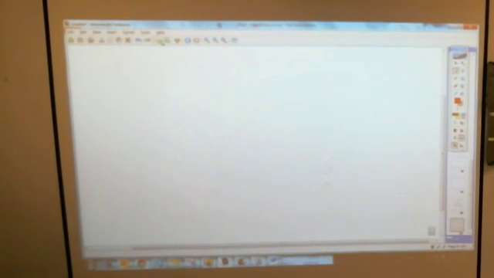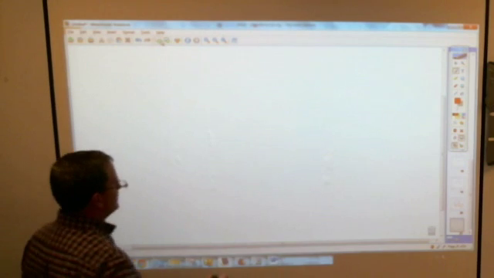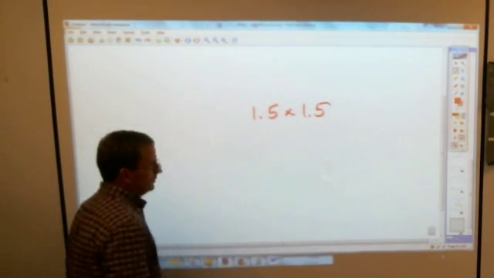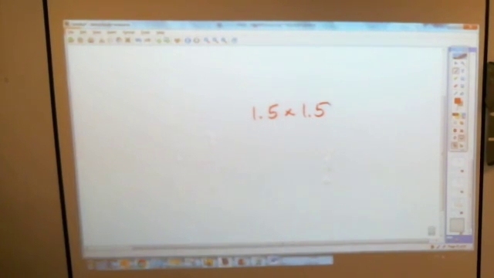Let's look at a couple other examples from the book here. Where's the problem in this lesson? So here, right from the book. 1.5 times 1.5. What do you get if you multiply 1.5 times 1.5? Do that one for me just relatively quickly.